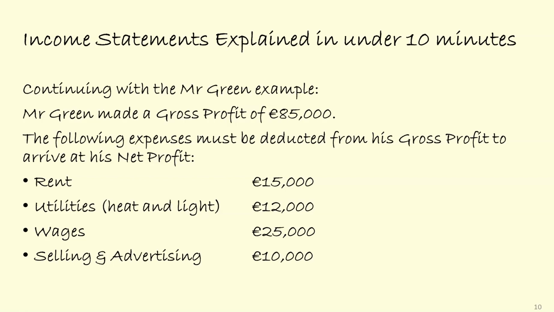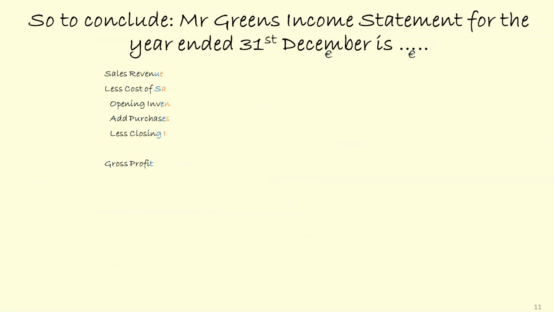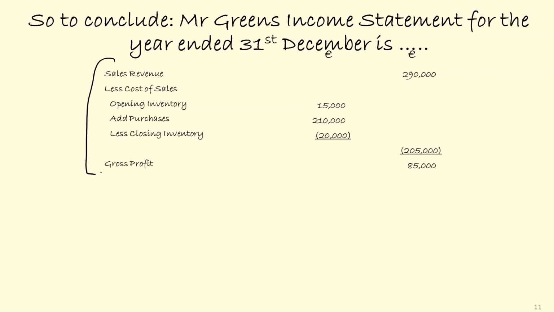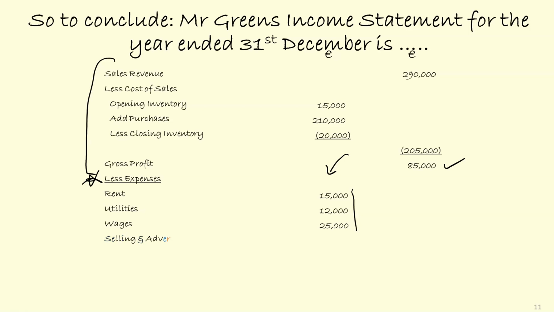Now we're going to pull this all together into the income statement. So earlier we had the trading account. This bit here. And we had the gross profit of 85,000. Now what we're going to do is write in here less the expenses. And I'm going to list the expenses. So I'll have the rent, but I'm going to list them in this column here, 15,000. The utilities, and then I'm going to list this directly underneath the rent figure, 12,000. The wages, 25,000. And selling and advertising expenses, 10,000.